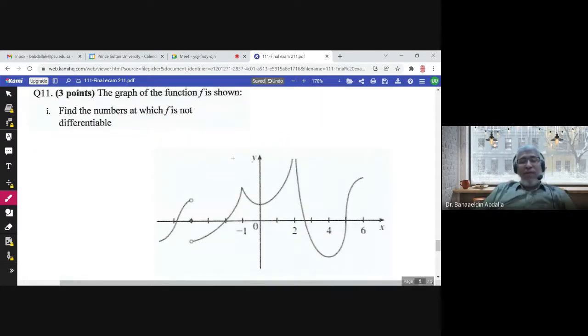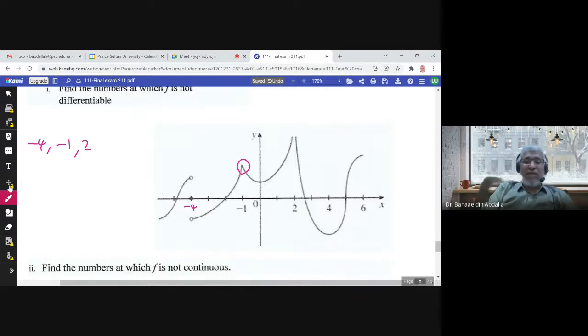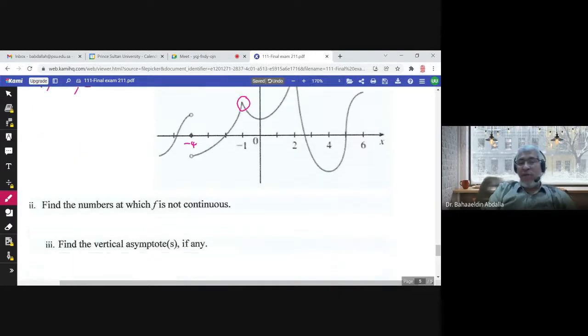The graph of a function f is shown. Find the numbers at which f is not differentiable. Well, f is not differentiable at this number because it's not continuous, so negative 4. At negative 1, I have a sharp corner, so it's not differentiable at negative 1. At 2, I have an asymptote, a discontinuity also, so at 2 the function is not differentiable. So these are the three numbers.